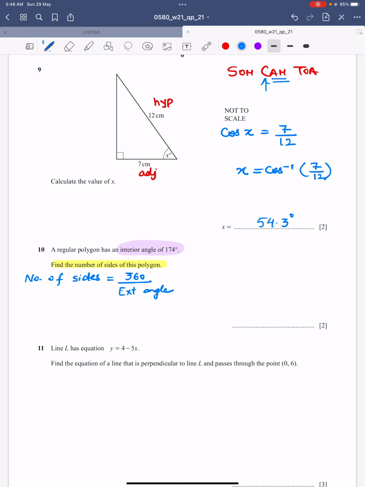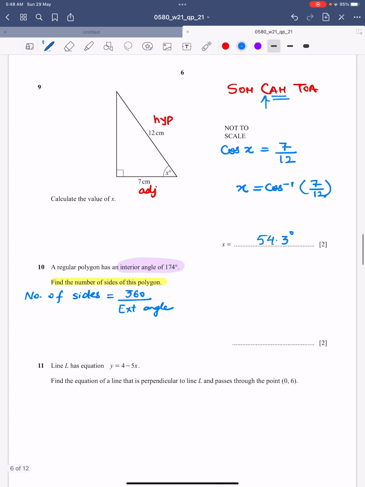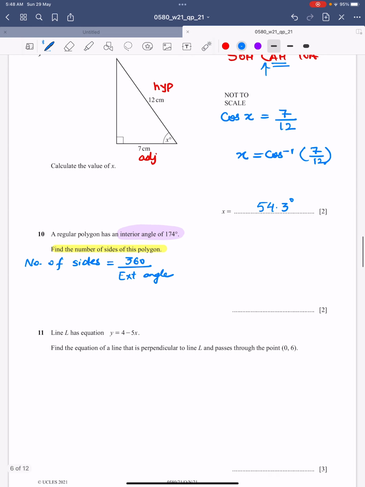Interior angle and the exterior angle of a polygon add up to give you 180 degrees. So we have interior angle plus the exterior angle add up to give you 180 degrees. We already know interior angle is 174 plus the exterior angle gives us 180. Therefore, the exterior angle is equal to 180 minus 174. So that is going to give you 6 degrees.